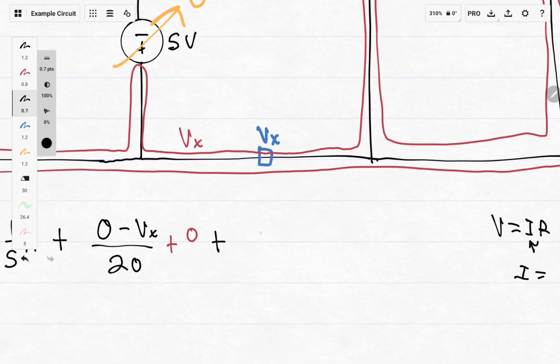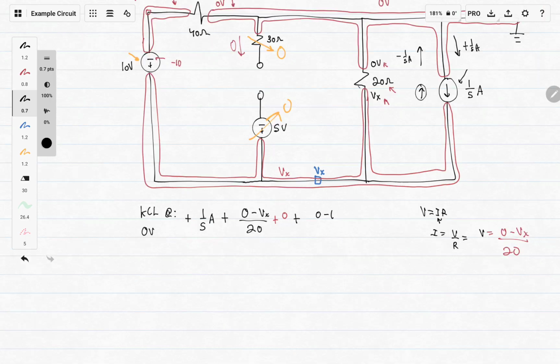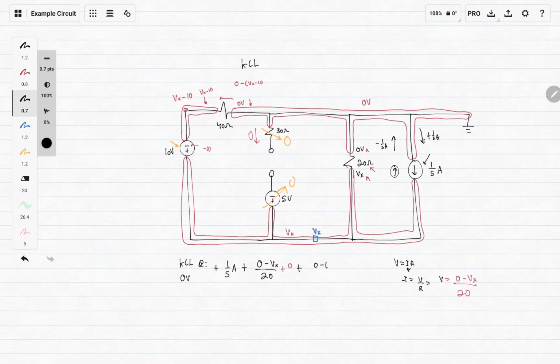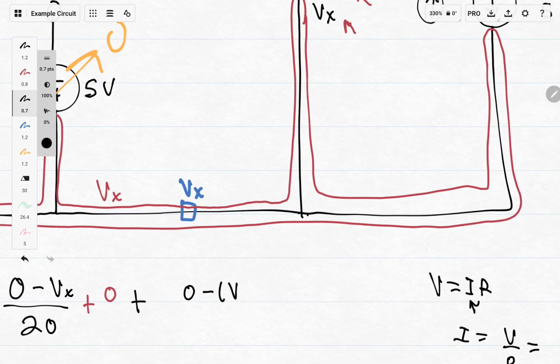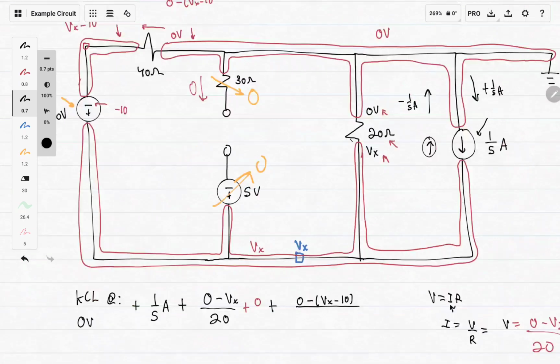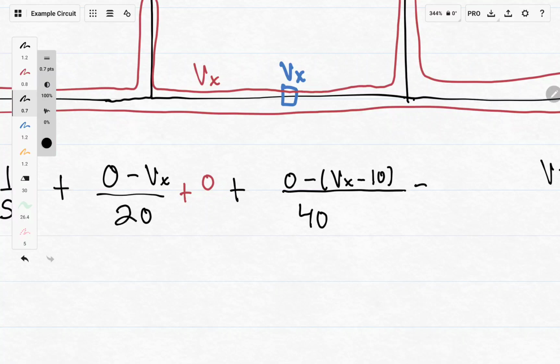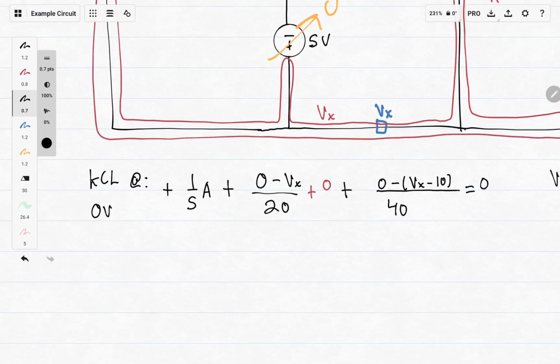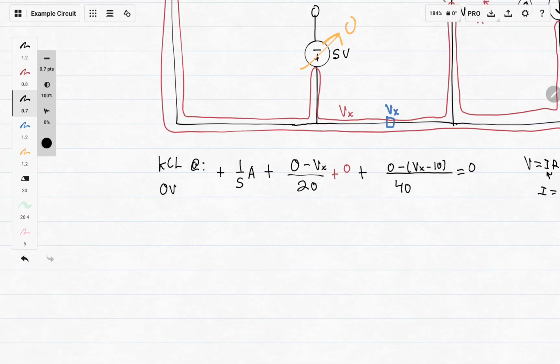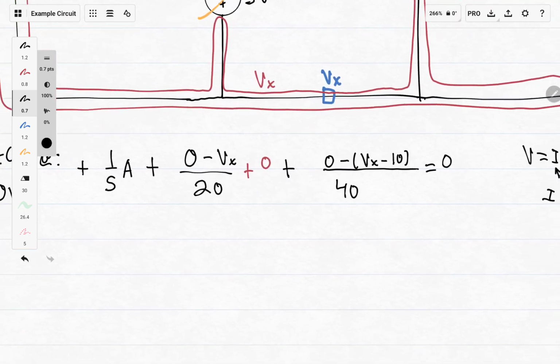We do plus 0 minus, and put it in parentheses because we will have to distribute the negative, Vx minus 10 over the resistor that we did that through. So that would be the 40 ohm resistor. And next you make it all equal to 0. And there's your equation. Because there's only one unknown, we only have to do one equation to find this unknown.